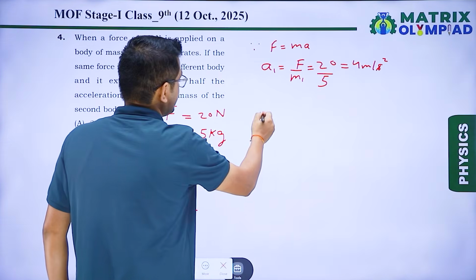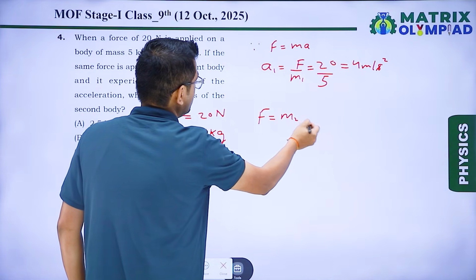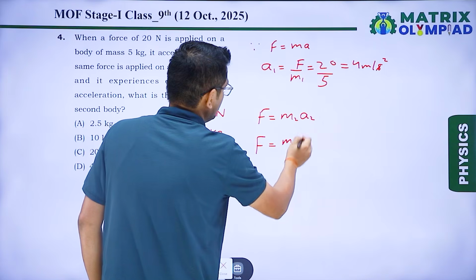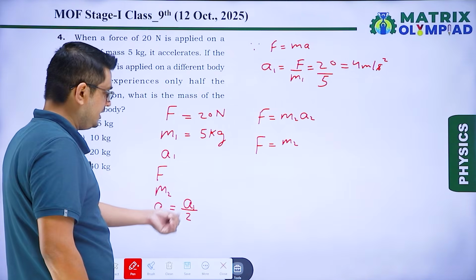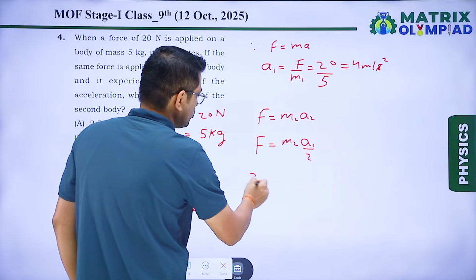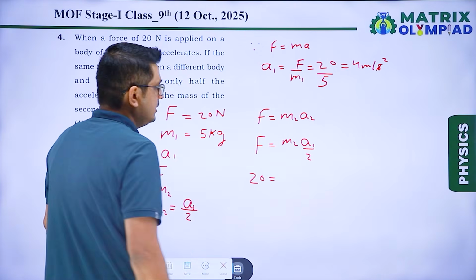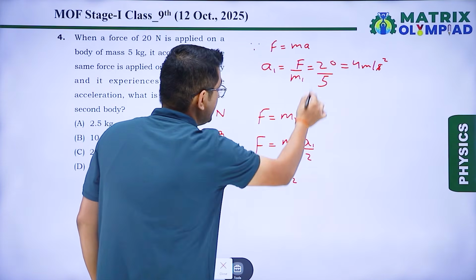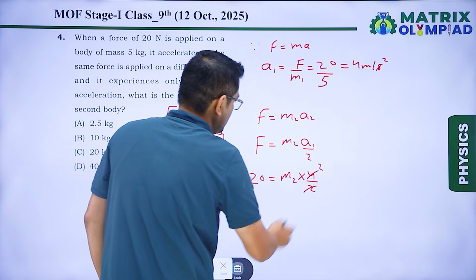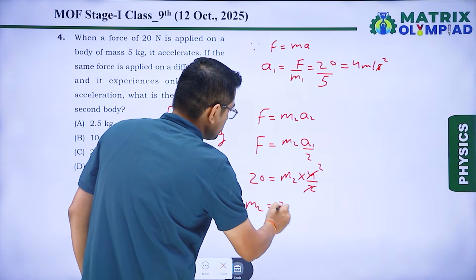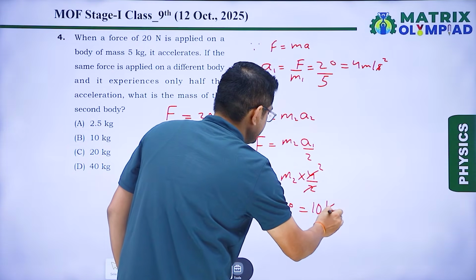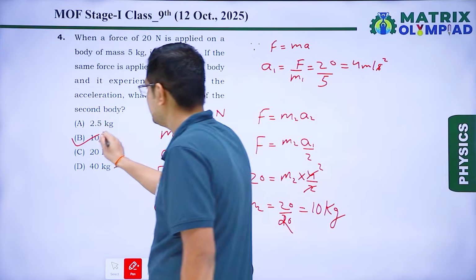So for second case, F is equal to M2 into A2. By putting values here, the value of A2 is given in question as A1 upon 2. So the value of F is 20 because same force was applied. M2 we have to find, and the value of A1 is 4 divided by 2, so it becomes 2. So M2 is equal to 20 divided by 2, which is equal to 10 kg. So our correct answer is option B.